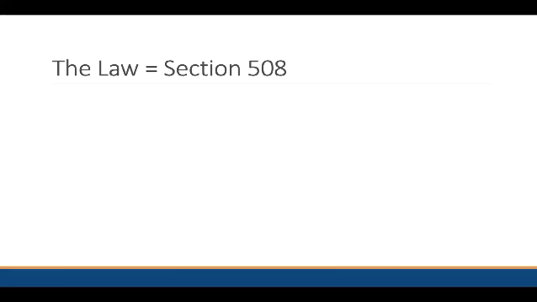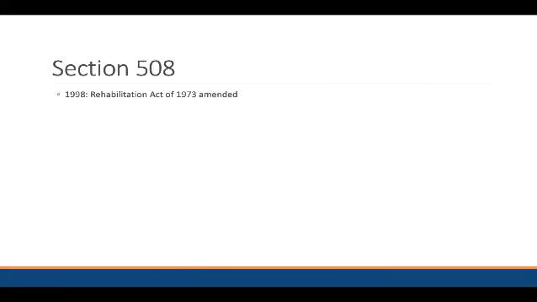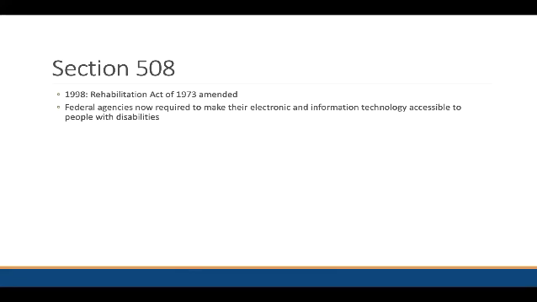All right, and when it comes to the law, that's where Section 508 comes in. Section 508 is a piece of federal law that has been adopted by most states as the standard for accessibility. A little bit of history for what Section 508 is. In 1998, it was born with the Rehabilitation Act of 1973's amendment. As of 1998, federal agencies were just now required to make their electronic and IT accessible to people with disabilities.